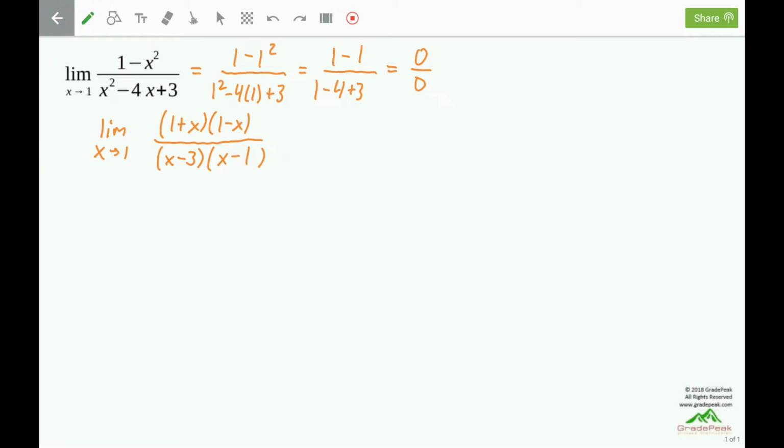All right, now that we factored it, we can see the two factors that are making the zeros. In the numerator, it's a 1 minus x. In the denominator, it's an x minus 1. They're opposite sides of each other, so they can't cancel just yet. But if I factor a negative 1 out of one of them, we can then get them to cancel.